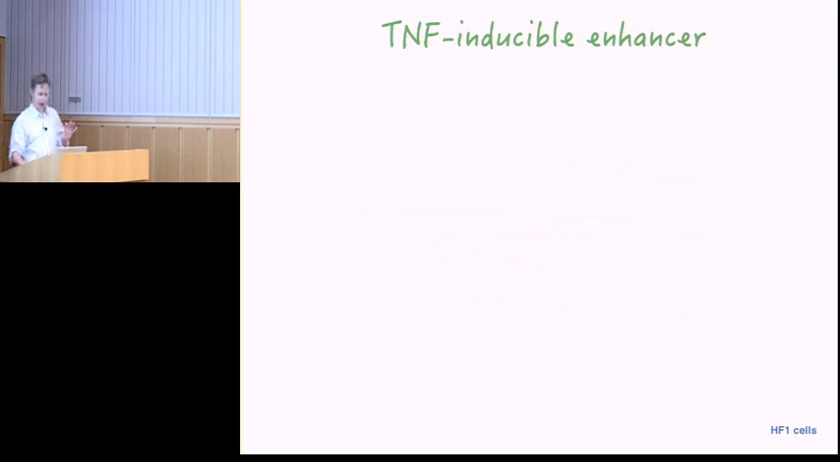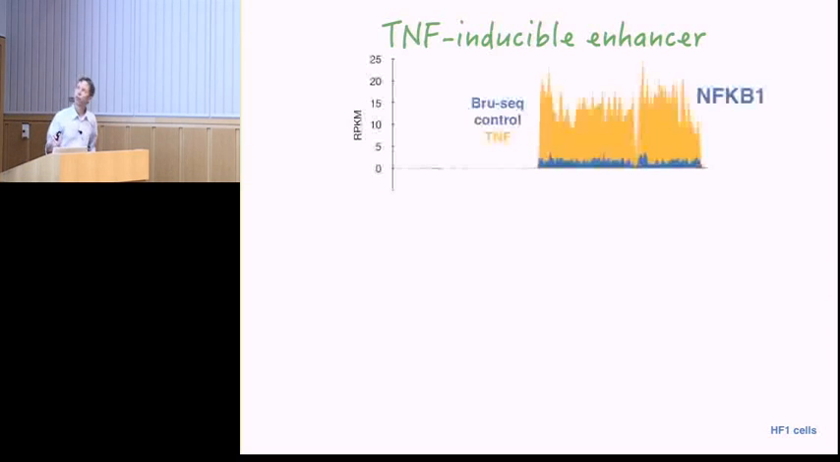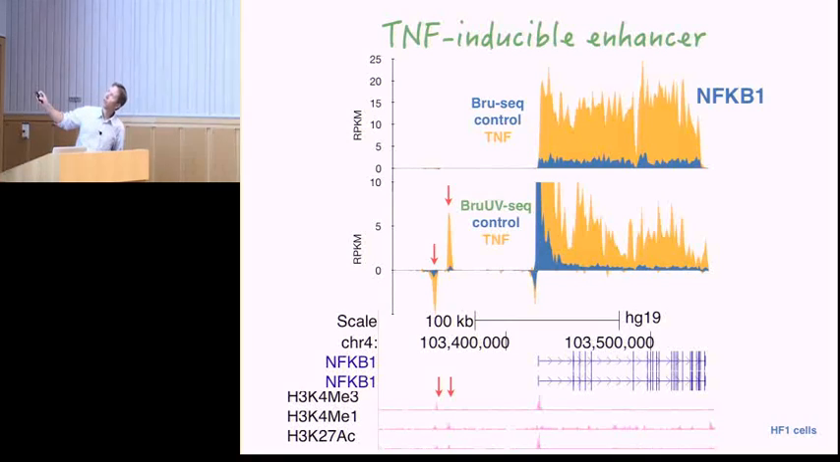We can also look at these enhancers after we do something to the cell. Here we did experiments with normal fibroblasts, just inducing the acute inflammatory response with TNF. And one gene that responds is the NF-kappa B1 gene. So here's control, and then an hour after we added TNF, this gene is very highly transcribed. And if we do the BruUV-Seq, we see upstream of this gene this induction of something we think could be an enhancer element.